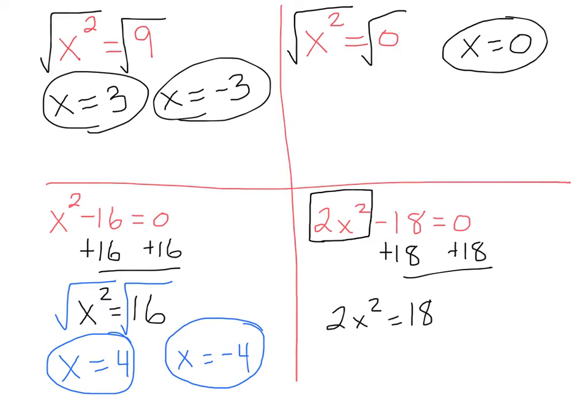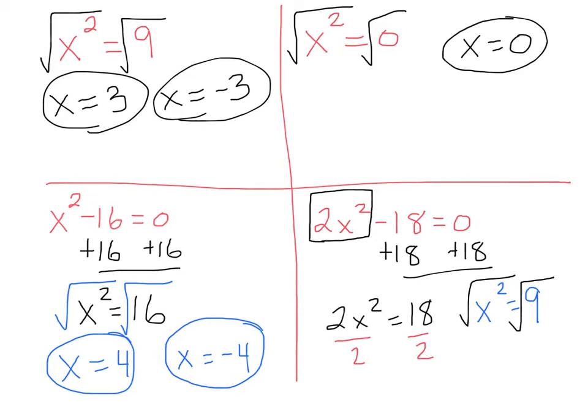Okay, and so now I have 2x squared equals 18. What do I do to get rid of this 2? This 2 right here is being multiplied by the x, so I'm going to divide 2 on both sides. And so I have x squared equals 9. Okay, now I'm down to an equation x squared equals 9 that looks just like this one, and this one. So to get rid of the squared, I square root both sides.